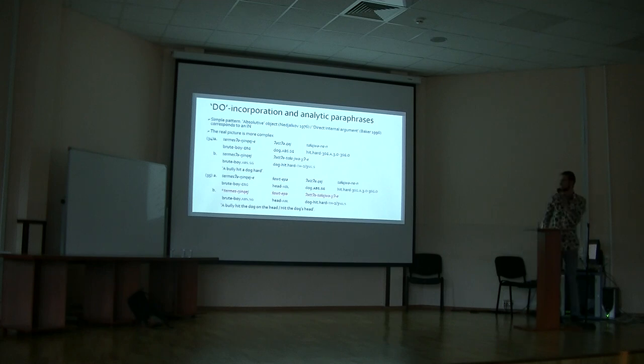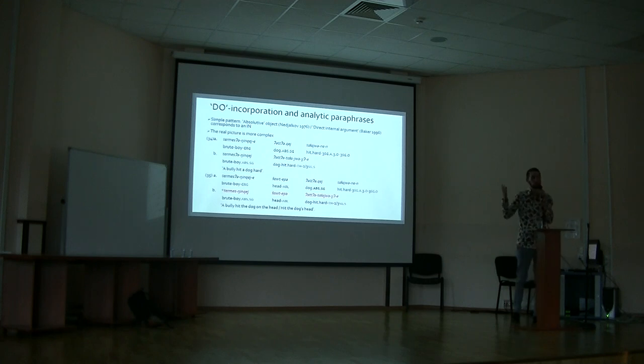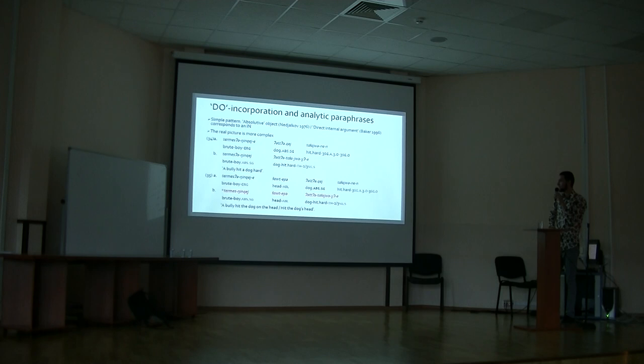However, let's pay attention to these examples. So we have a transitive clause like 34a, where we have a P-like participant, the dog, which a bad boy is hitting hard, and this same meaning can be expressed also by incorporation. If you look at 35, why is it problematic for our more general idea that the direct object is incorporated?